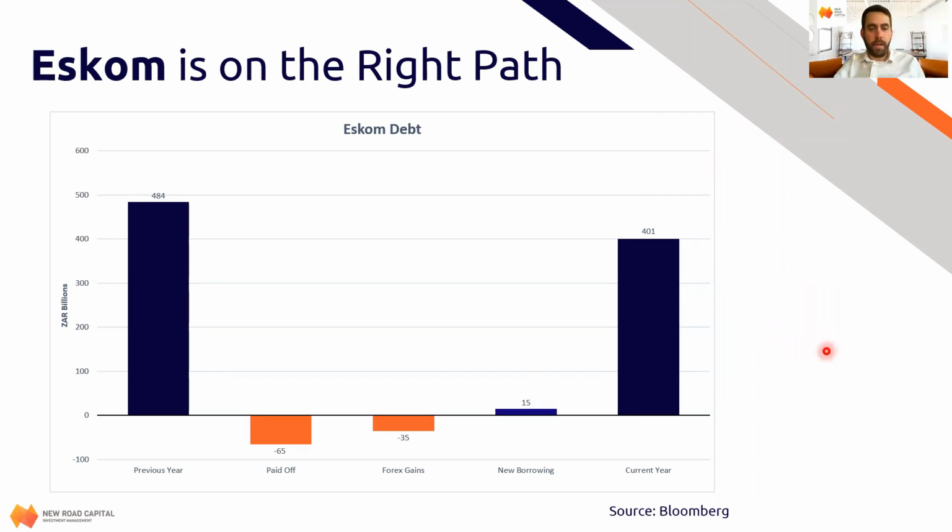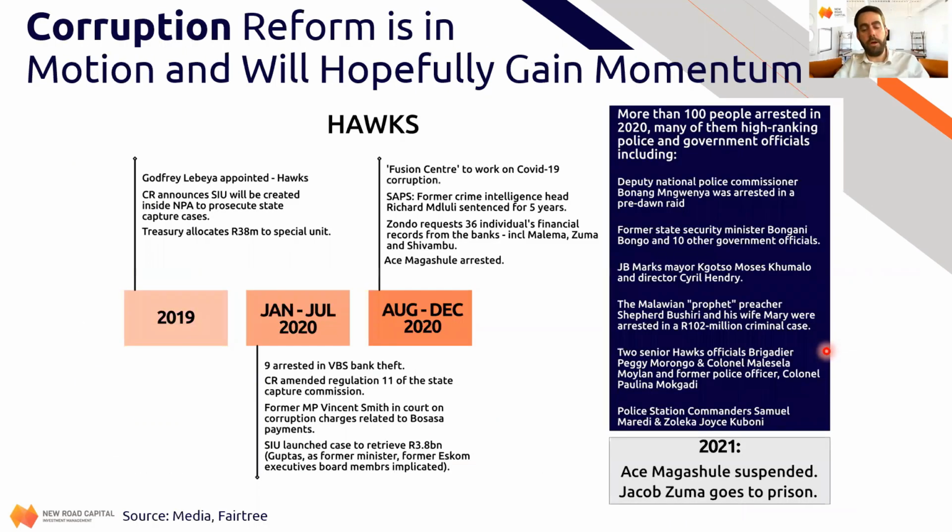If you look at corruption reform also, who would have predicted that Zuma would be in prison for 15 months a year ago? Ace Magashule being arrested and then being suspended. You can go through this in your own time, but a lot is being done in the Hawks, and a lot of arrests have been made. There's a lot going on in the background from both an institutional reform point of view and a corruption reform point of view.